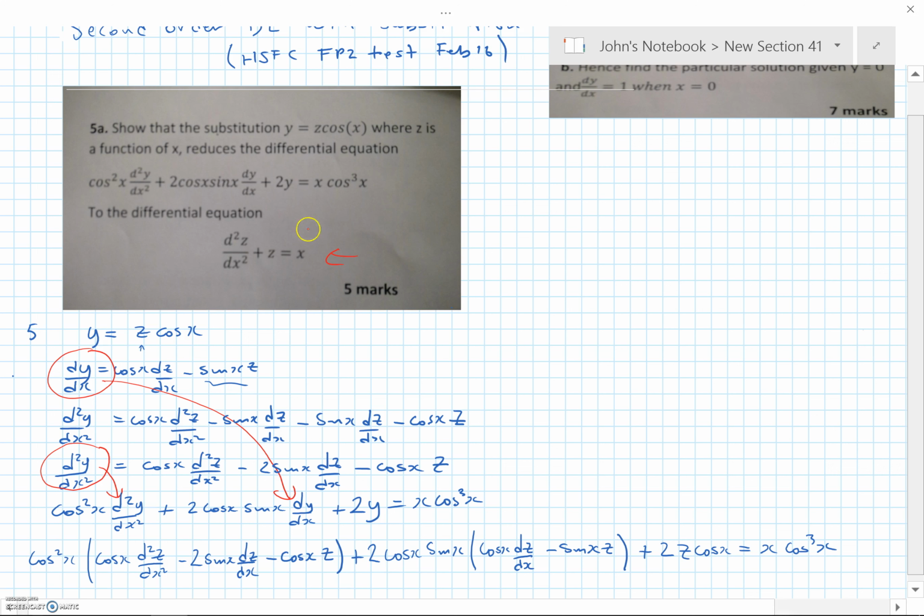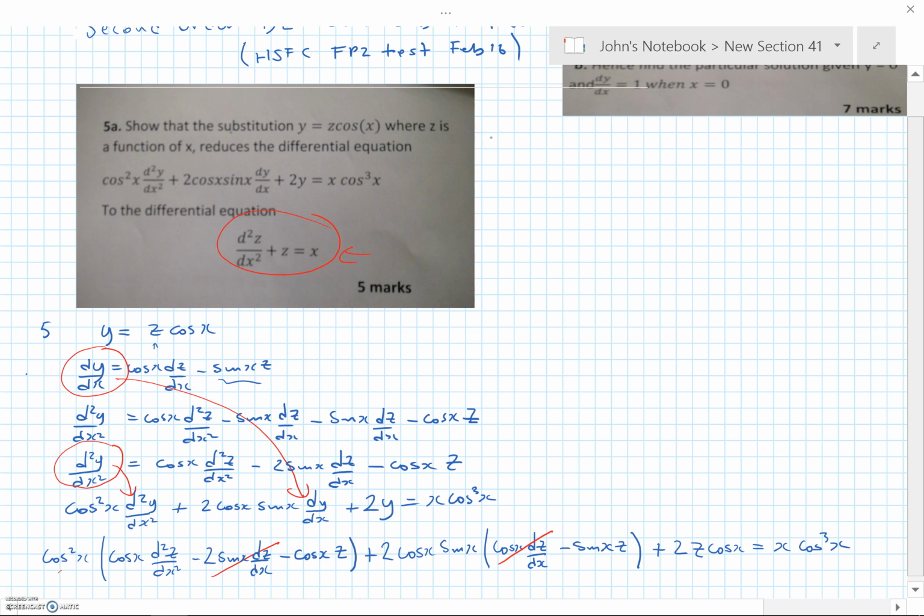I'm aware that there's no term in dz by dx here, so it would be nice to see if that term at least cancels. I can see it does, because I have cos squared x times 2 sin x dz by dx there, cancelling with the equivalent term there, which is 2 cos squared x sin x dz by dx. They cancel. It's still going to be a reasonable way to go, but I'm now going to multiply out and hope it breaks down a little bit further.